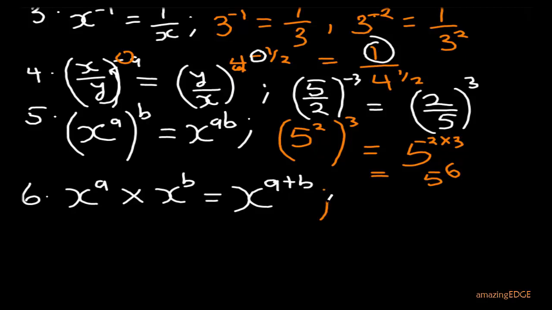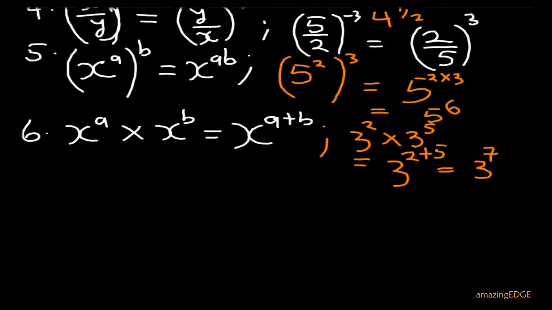Okay, so we can have an example. Supposing we have something of this nature. We have 3 raised to power 2 times 3 raised to power 5. This will give us 3 raised to power 2 plus 5. This will now give us 3 raised to power 7 when we add 2 and 5. So we have another law like this. That's number 7.